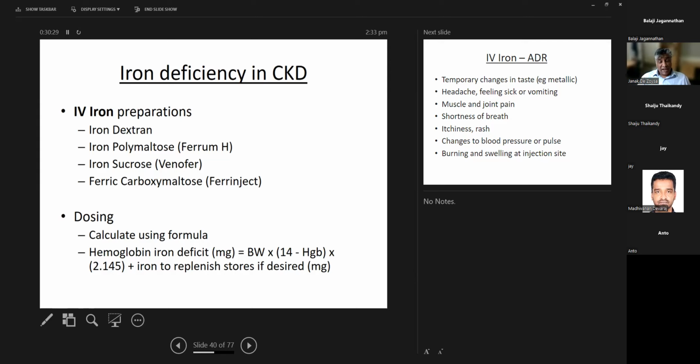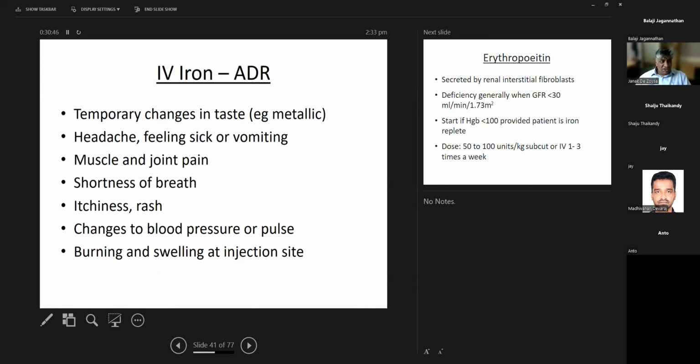And we can calculate the amount of iron that's needed based on a formula. So we can look at the patient's body weight, look at their hemoglobin, and work out the amount of iron that's needed if we're going to chart IV iron for them. And as mentioned, this does have some adverse drug reactions. You can get a change in your mouth taste. You can get headache, muscle aches and pains, shortness of breath, itch, and you can drop your blood pressure and become tachycardic. So we do tend to give this in a monitored situation.